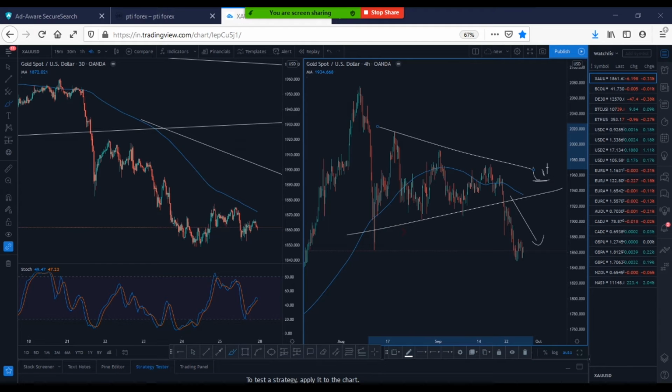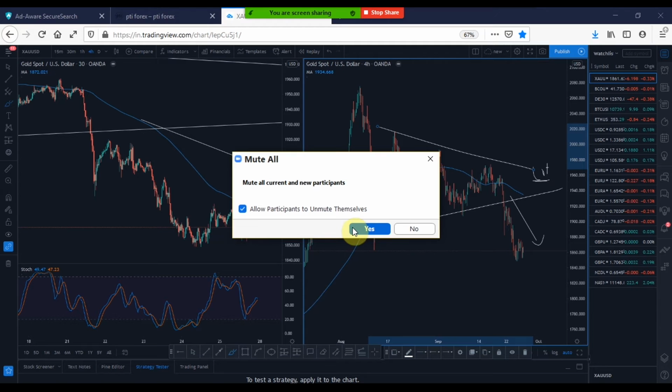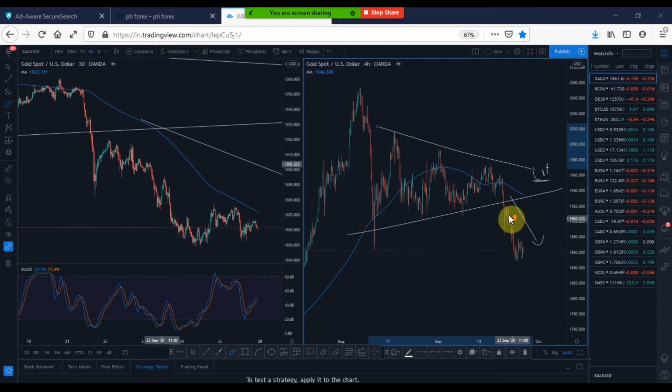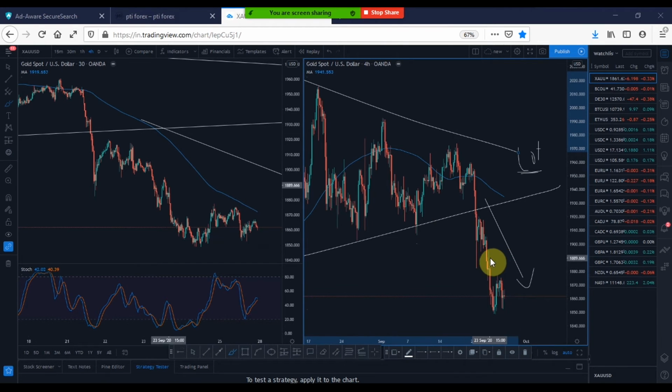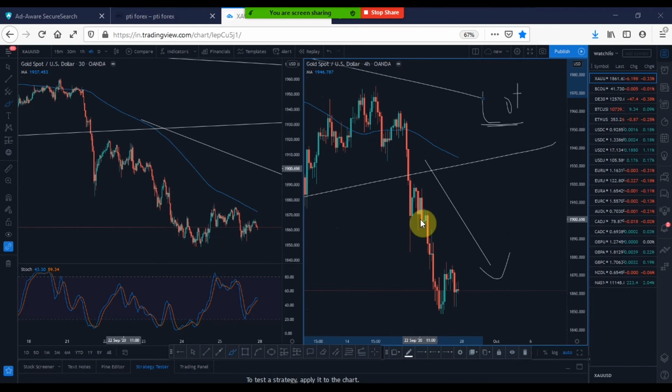You can see that it's a breakout from that structure here. So it is still at its fresh level. It is still a fresh breakout, and I want to show you something.